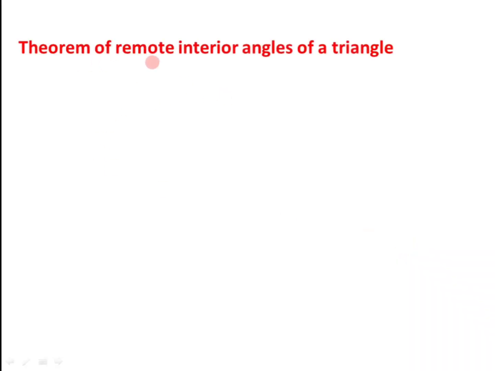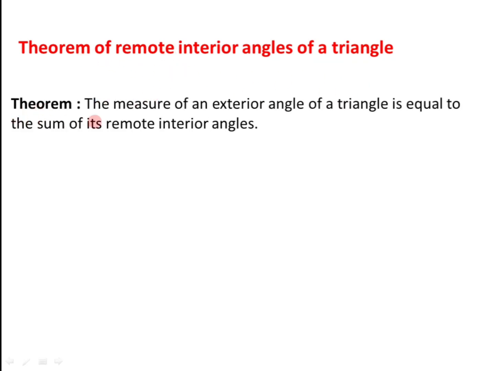Hello students, let us solve some examples based on the theorem of remote interior angles of a triangle. Before we solve some examples, quickly revise the theorem. The property is: the measure of an exterior angle of a triangle is equal to the sum of its remote interior angles. Let us illustrate this by a diagram.